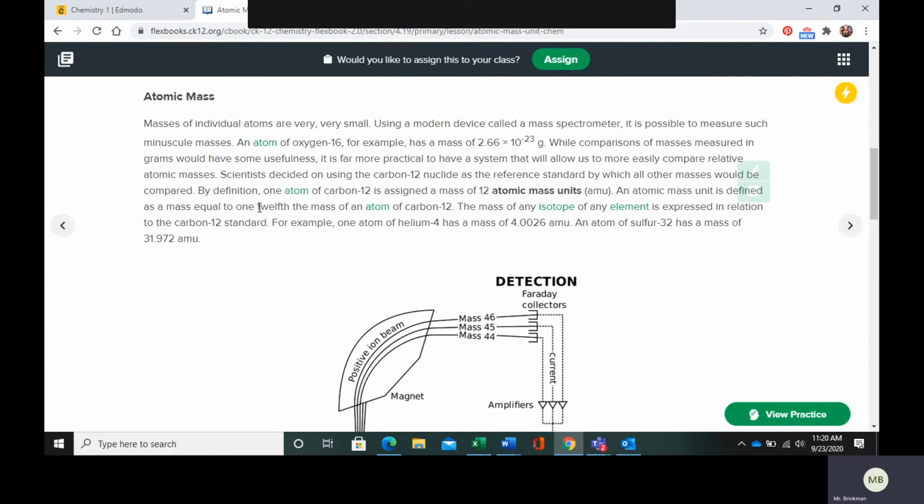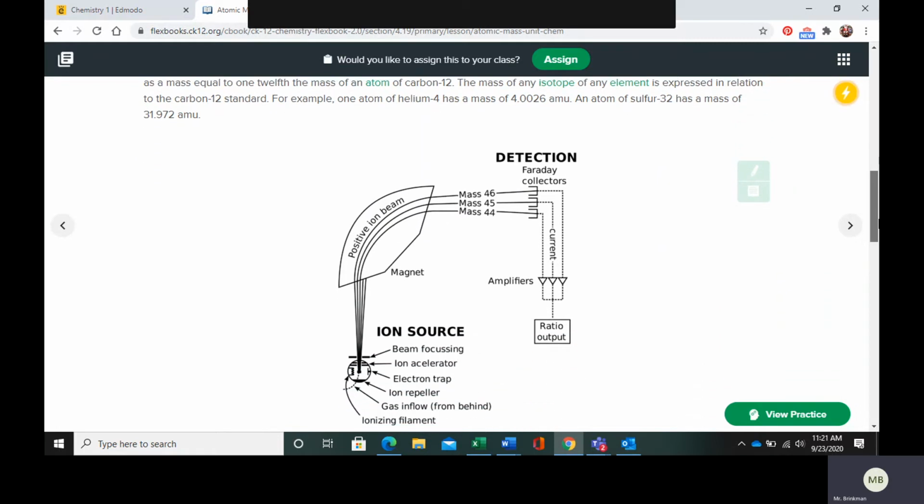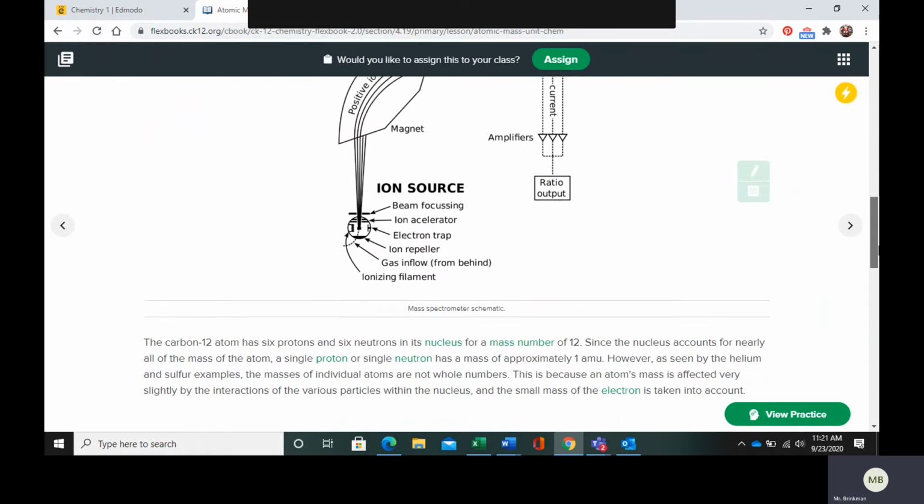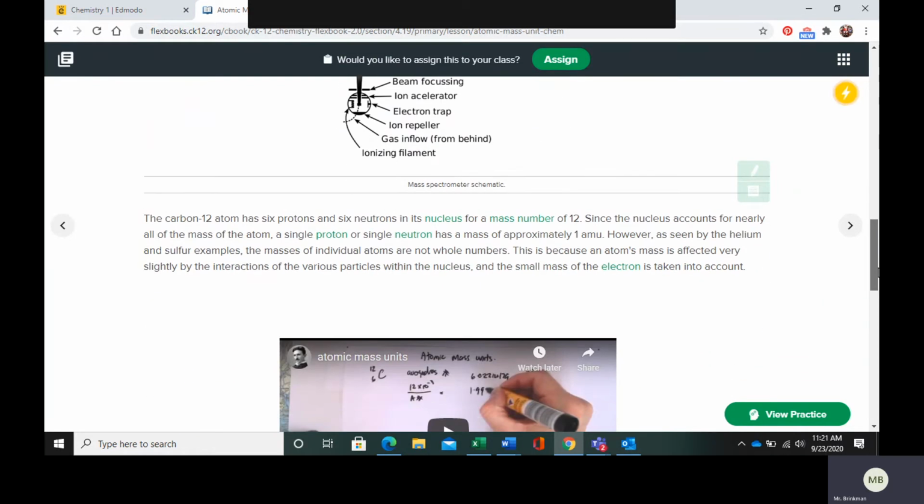Okay, so the mass of any isotope of any element is going to be expressed in relation to the carbon-12 standard. Okay, so one helium atom has a mass of 4.0026 atomic mass units. One sulfur atom, sulfur-32 atom, has a mass of 31.972 atomic mass units.